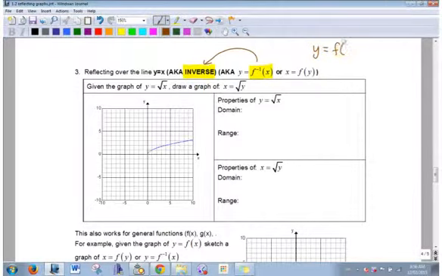This is not the same as that. That means 1 over f of x. This is not reciprocal, this is inverse. Something completely different. Okay? So forget about that.